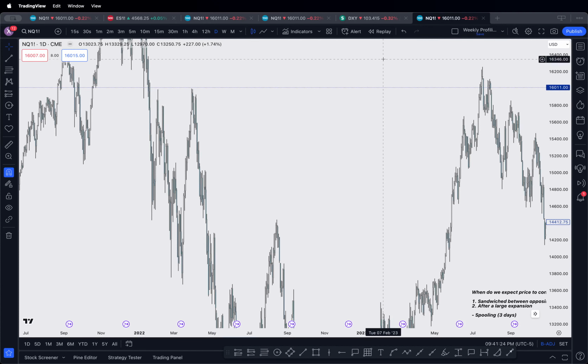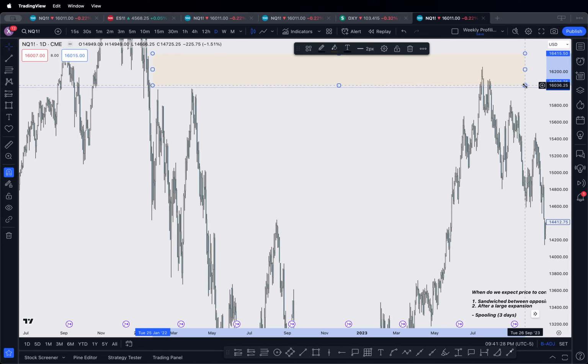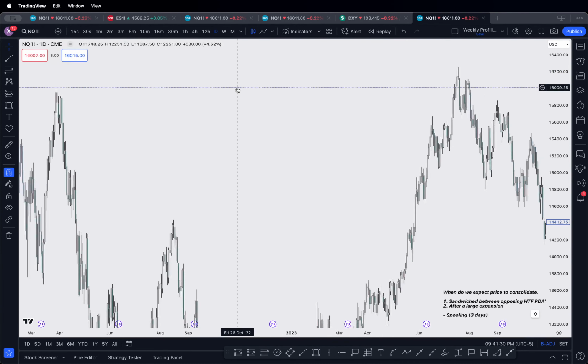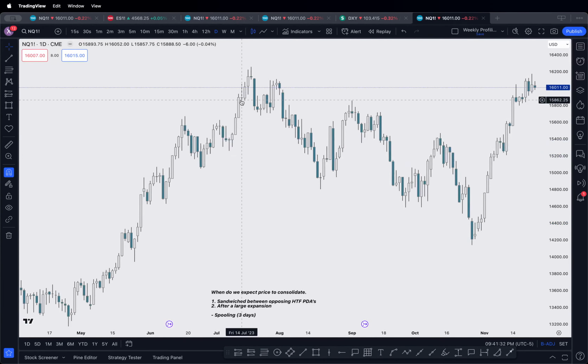Here's our monthly fair value gap up here. So I'm going to draw it in for you guys. Monthly fair value gap right in here. Weekly ERL. Daily market structure shift below this low. Are we on a bearish or bullish side of the curve for a market maker model? Bearish. Sell side of the curve, right?